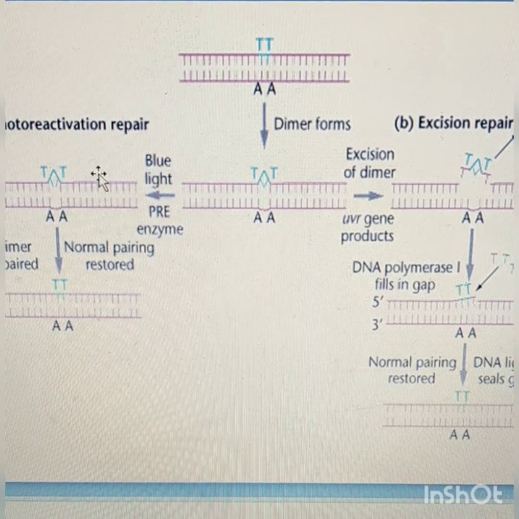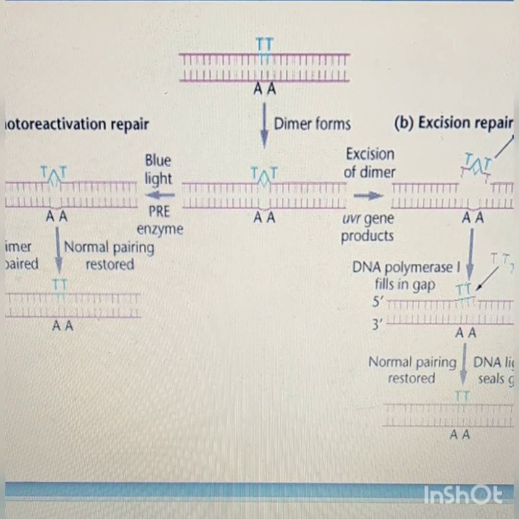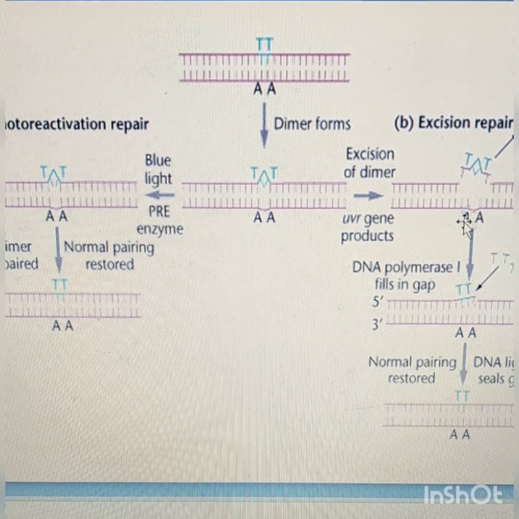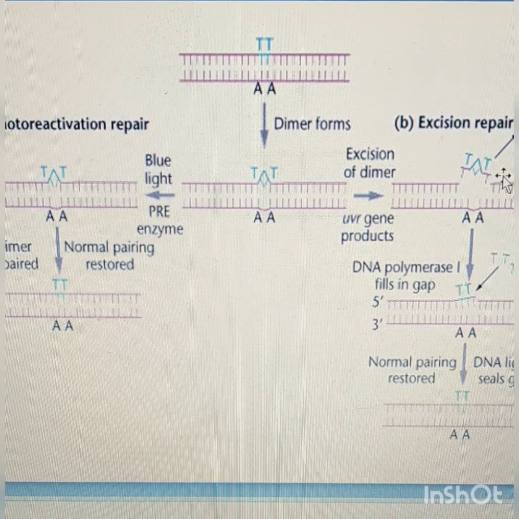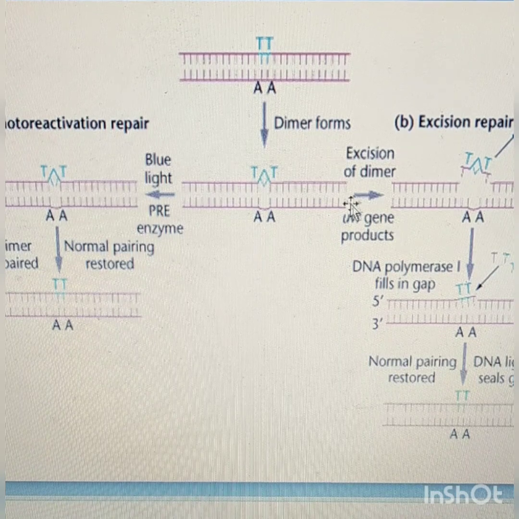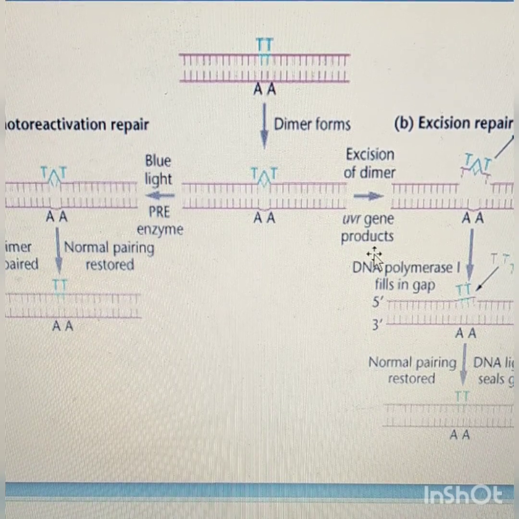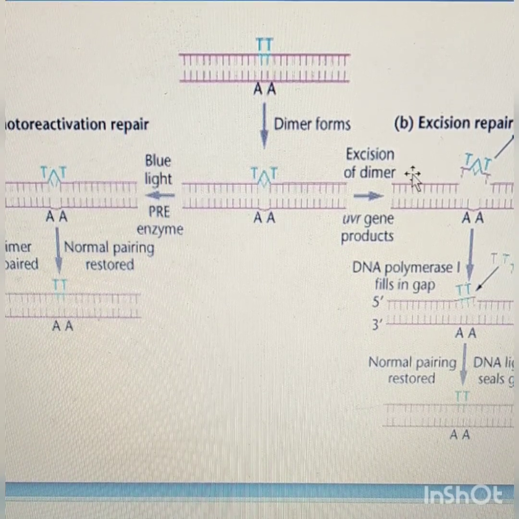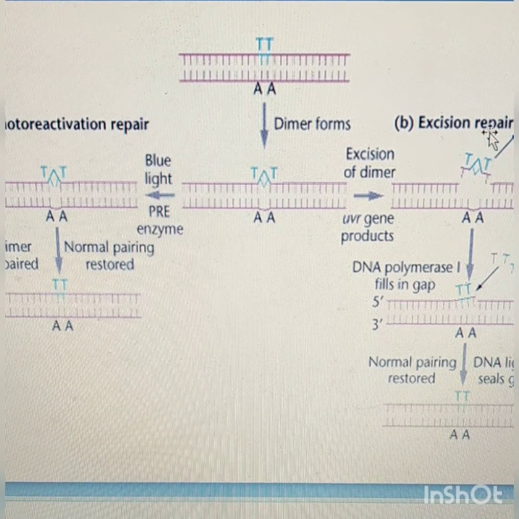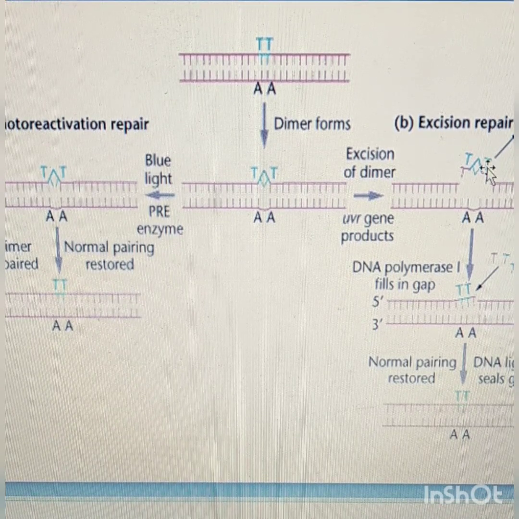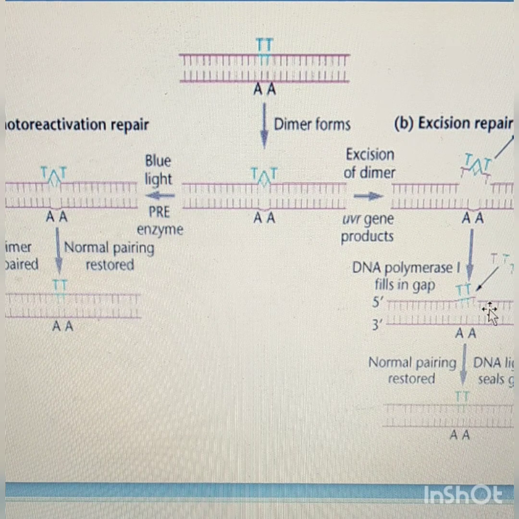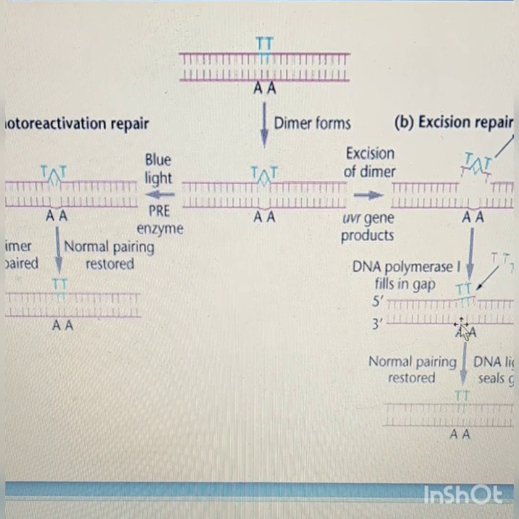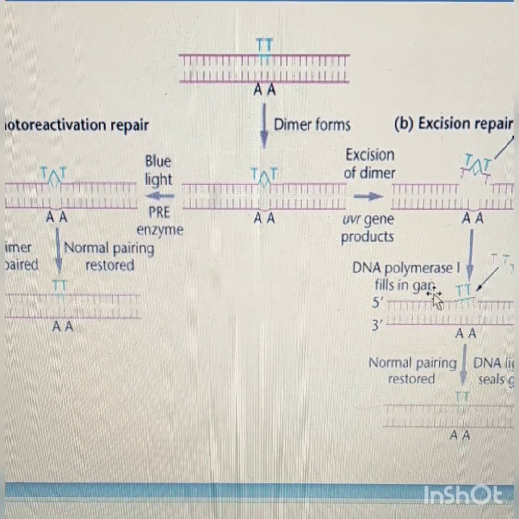In excision repair, the UVR system, that is produced by the UVR gene, excises the dimer. The gap is filled in by the proofreading activity of DNA polymerase 1.